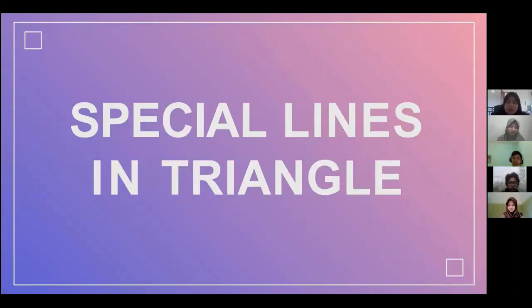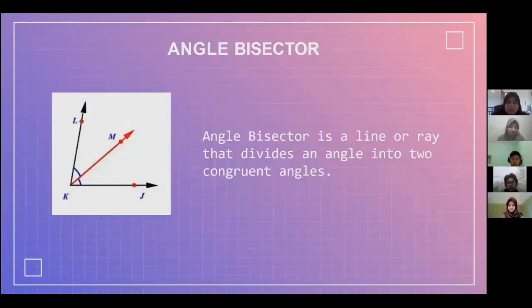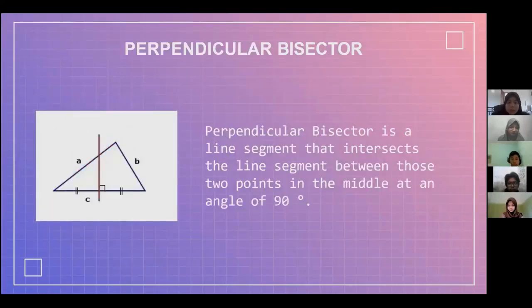Special lines in triangle. First, angle bisector. Angle bisector is a line or ray that divides an angle into two congruent angles. Next. Second, perpendicular bisector. Perpendicular bisector is a line segment that intersects the line segment between those 2 points in the middle at an angle of 90 degrees.